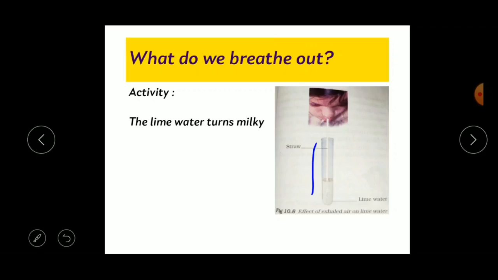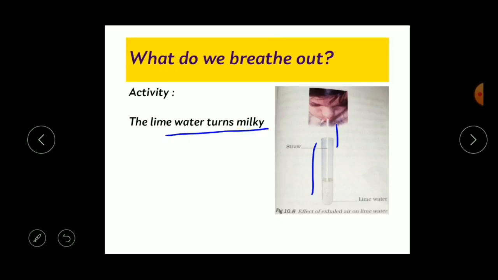Now insert a plastic straw in it, in the plastic bottle or in the test tube, in such a way that it dips in the lime water. Now blow gently through the straw a few times. Is there a change in the appearance of the lime water? Yes, children, do you remember we have done this already? The lime water turns milky.